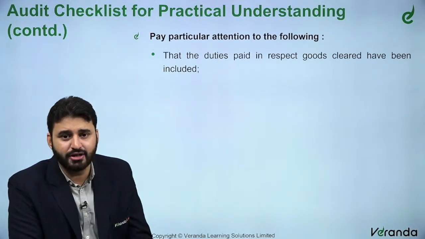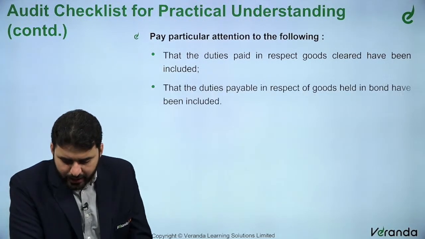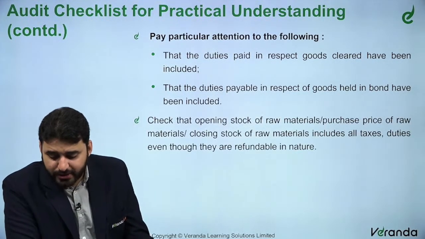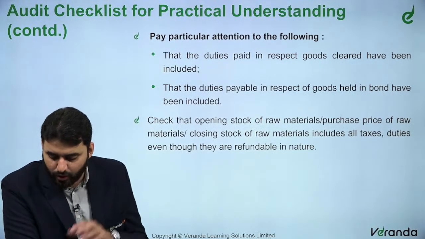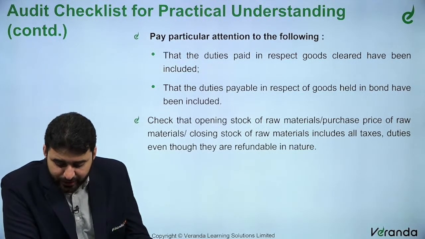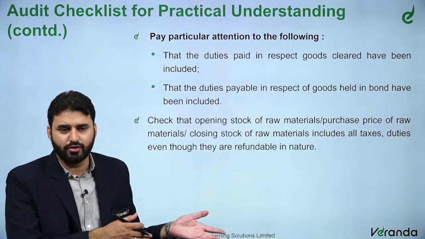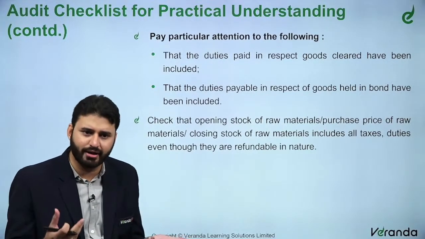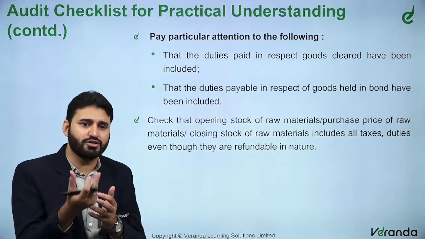Pay particular attention to the following: that the duties paid in respect of goods cleared have been included, and that the duties payable in respect of goods held in bond have been included. Check the opening stock of raw materials, purchase price of raw materials, and closing stock of raw materials, including all taxes and duties, even though they are refundable in nature. Ideally, if it's refundable, then you will not include it. If it's non-refundable, like custom duty, where you cannot get a refund, then you will include it in the cost of the product, right?